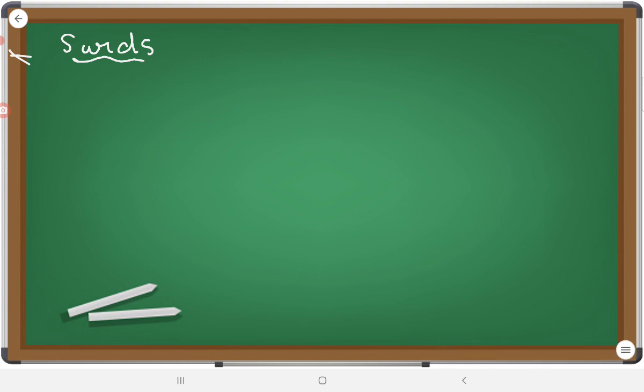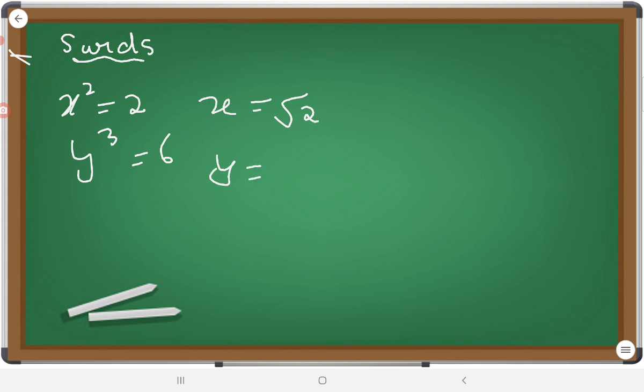Now here you have x square is equal to 2 and y cube is equal to 6. The value of x here will be what? There are no rational solutions here, meaning you won't get a rational number for the x value. The values of x and y will be irrational numbers. x is root 2, clear, and y is going to be the cube root of 6.